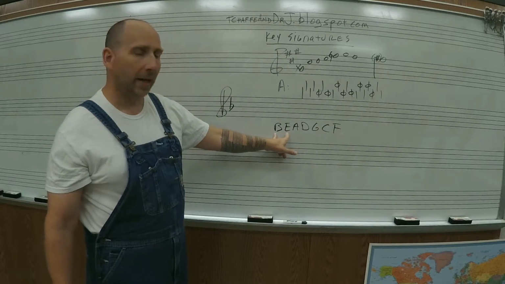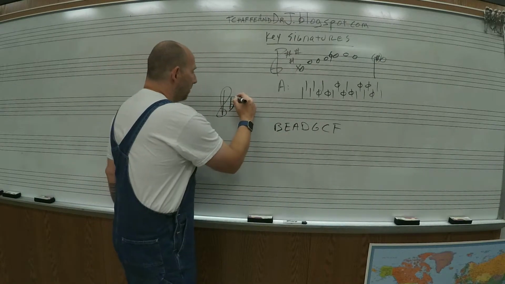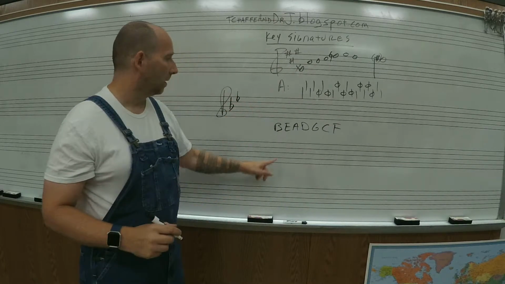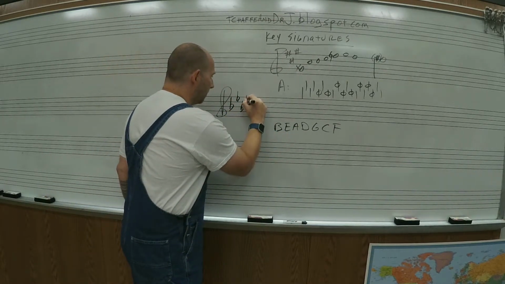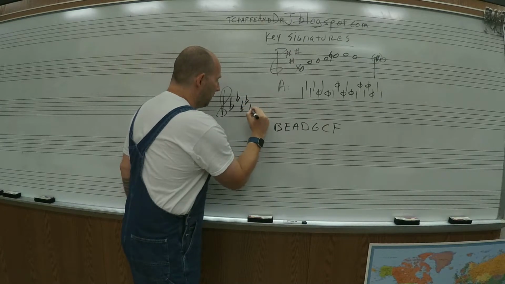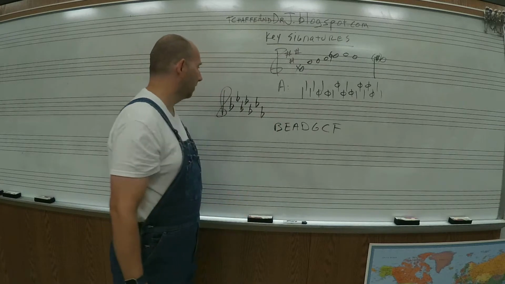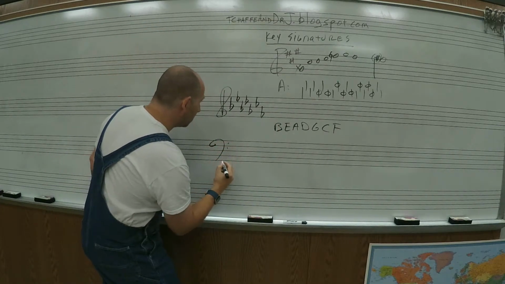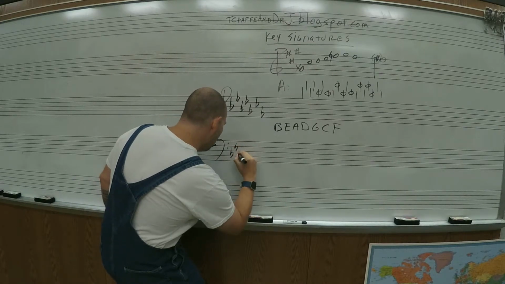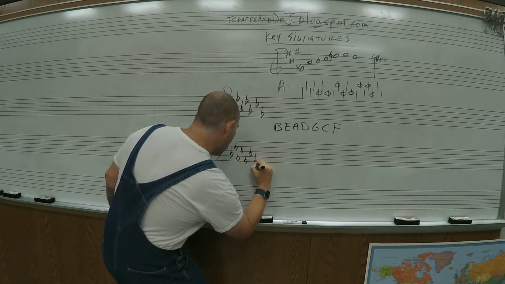If I need two flats for the key signature for B flat major, then I need B and E. The third one is A, fourth one is D, fifth one is G, sixth one is C, and the seventh one is F. And let me go ahead and put those on the bass clef too, so that you can see B, E, A, D, G, C, F.